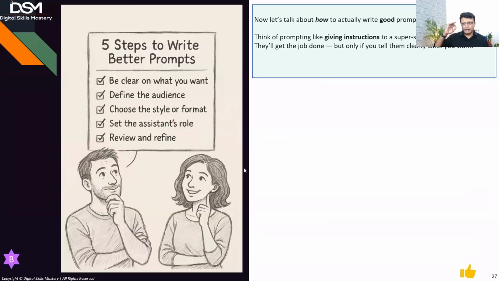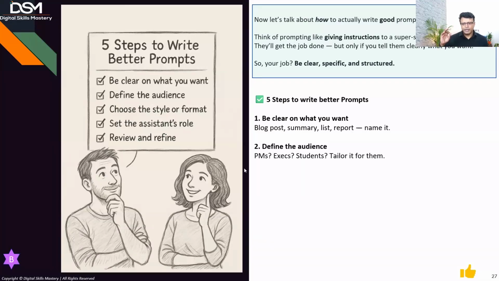Now, let's look at the 5 steps to write better prompts. Number one, be clear on what you want. Are you looking to write a blog post? You want to summarize a meeting? You want to get a list of tasks to be done? You want to build a report? Be very clear what you want. Second, define the audience. Is it for product managers? Is it for your executives? Is it for students? Who is your target audience for whom you're writing?